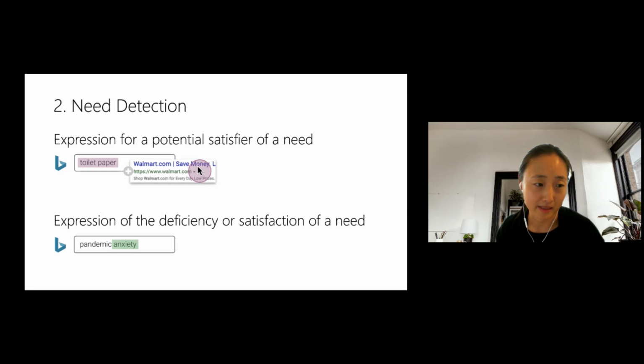Or it could be a direct expression of the deficiency or satisfaction of that need. For example, pandemic anxiety is a direct expression of the deficiency of love and belonging need. And we match each search interaction to a corresponding need subcategory through simple detectors based on regular expressions and basic propositional logic.